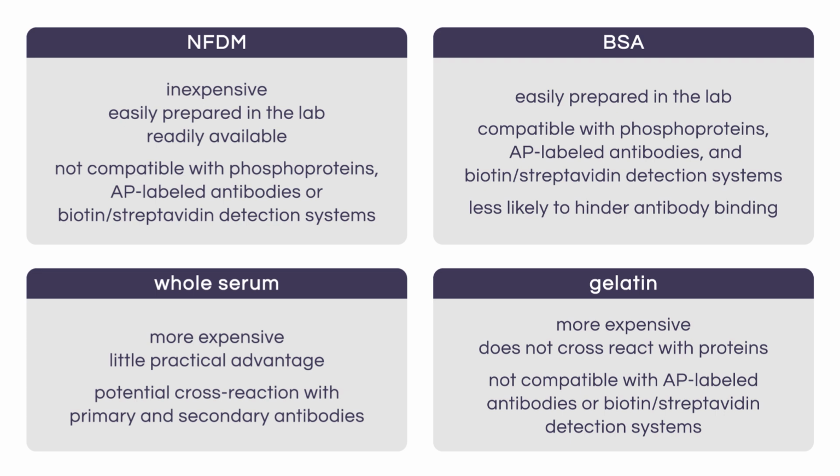While more commonly used in immunohistochemistry, fish gelatin can be used as a blocking agent for Western blots. Gelatin is more expensive than BSA and NFDM, but does not cross-react with mammalian proteins. Gelatin cannot be used with streptavidin biotin detection systems due to the presence of endogenous biotin. While it can decrease the background in some applications, fish gelatin can also mask some antigens and so is less commonly used for Western blot applications.